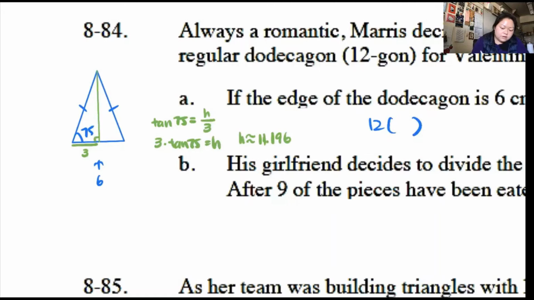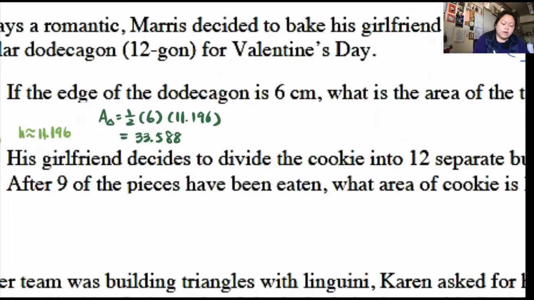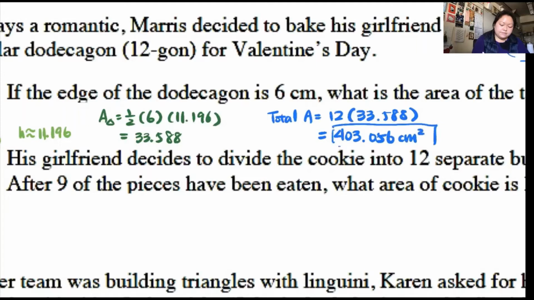So the area of the triangle, I'm going to erase this because it's in my way. All right, the area of the triangle is 1/2 base is 6, times the height, 11.196. Okay, so 11.196 times 3. That gives me each triangle to be 33.588. So for the dodecagon, the total area is 12 times 33.588, because there's 12 of these triangles, and I get 403.056 square centimeters for the cookie, okay?